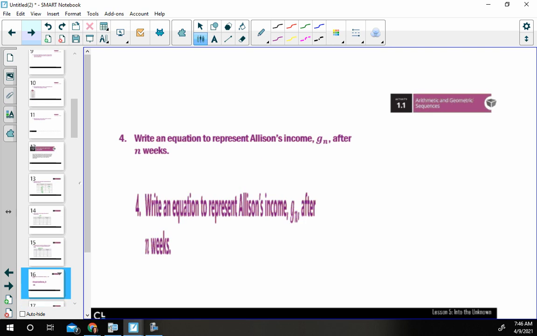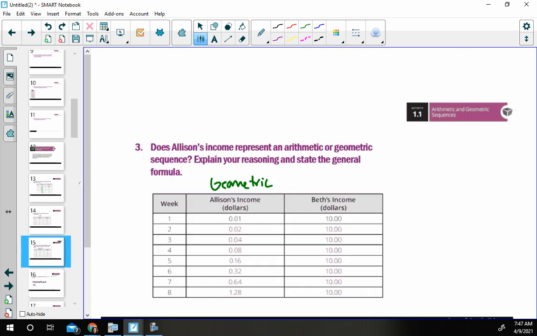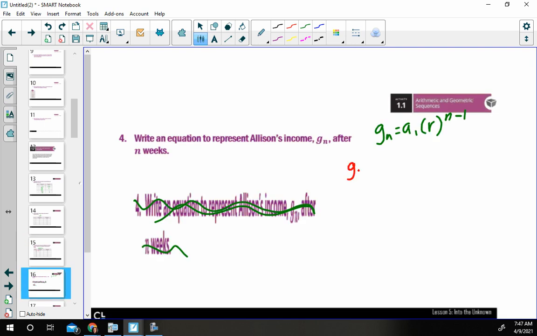Okay, write an equation to represent Allison's income G(n) after n weeks. Ignore this down here, that means the same thing. I kind of talked about it before. There's my geometric sequence. So a sub 1 stands for the very first term, kind of like my x value. My first term for Allison is 1 cent, so it's 0.01. r is the rate we are going by, so what did I multiply by? I multiplied by 2, and it's to the n minus 1. Eventually we're going to translate this into an actual exponential function and see how they correlate to each other.